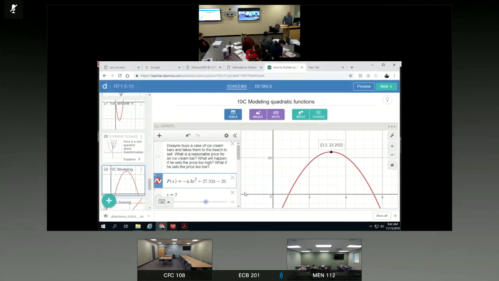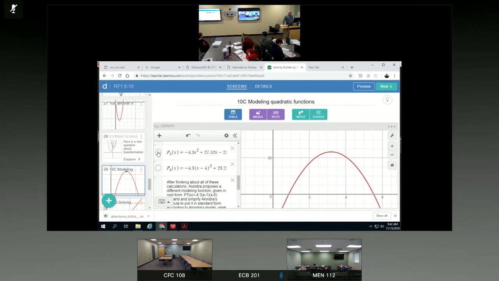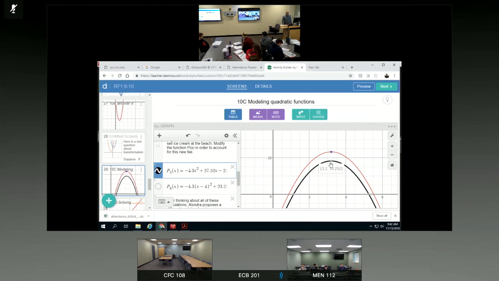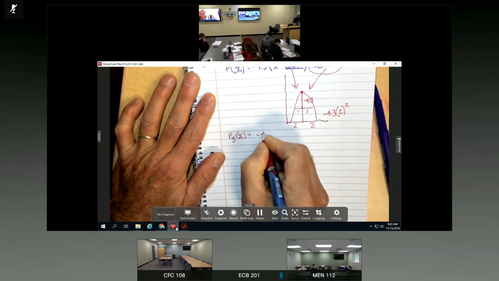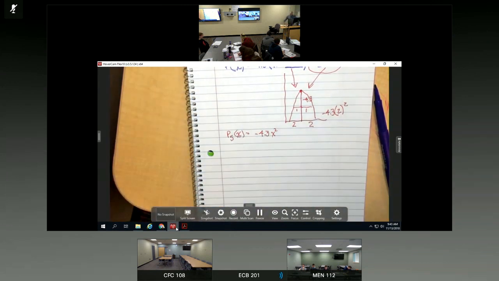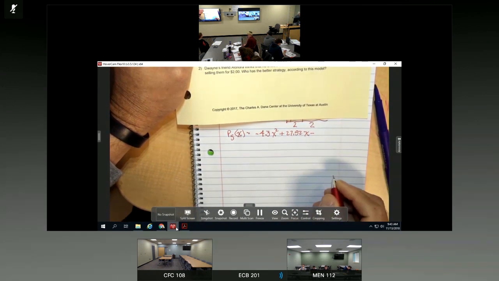So if he gets charged $5 for that fee, it's going to lower his profit to $18.25 rather than $23.25. So if we used our original form, P5 of x will be negative 4.3x squared, I forgot what the middle term was, plus 27.52x minus $25.78.